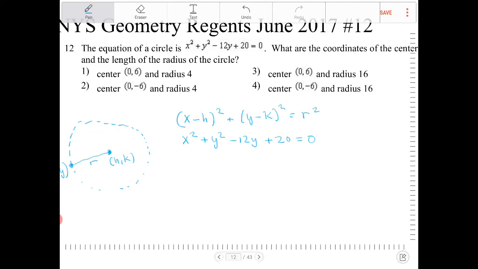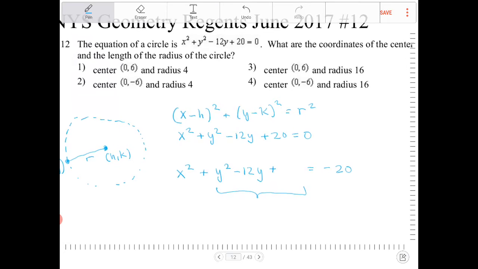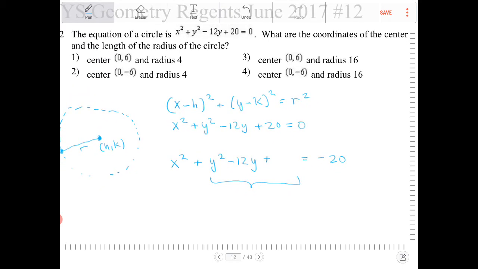So to do this, I want to bring over the constant, which is 20, to the right-hand side, and I am going to try to complete the square on the left-hand side. So I'm going to leave myself a little room, equal to negative 20 here. What I'm about to do is turn all the terms that have a y variable in them into a trinomial that is a perfect square. x squared here is already a perfect square, so I don't need to do anything.